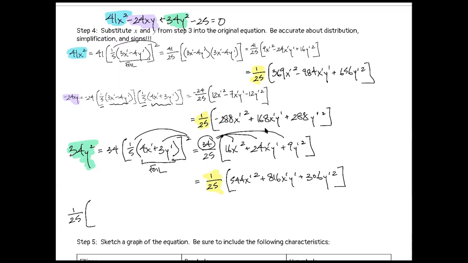So I notice there's a 369 x prime squared. There is a negative 288 x prime squared. And there's a 544 x prime squared. And when I combine all of those together, I end up with 625 x prime squared.